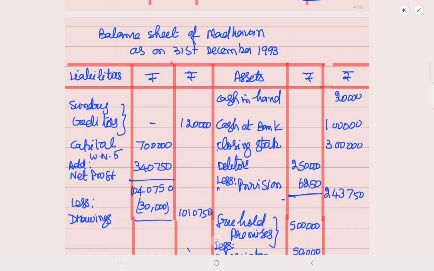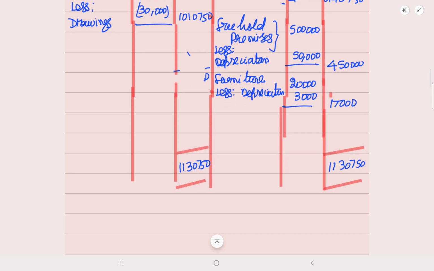Sundry creditors 1,20,000, capital 7 lakhs, add net profit 3,47,750. So, totally 10,40,750. Here drawings is given 30,000. So 10,10,750.